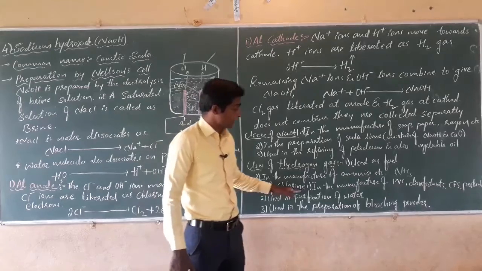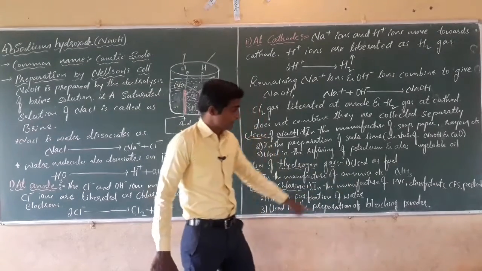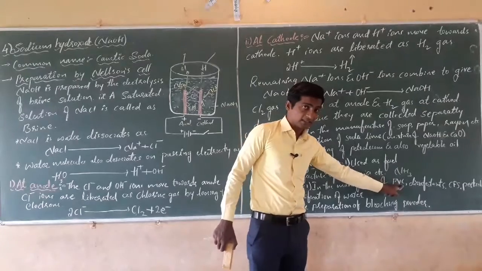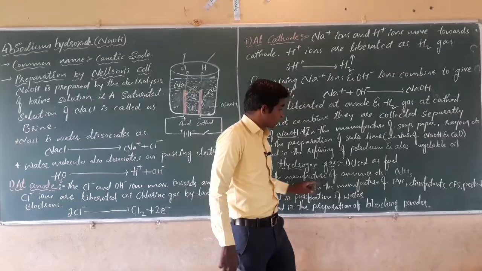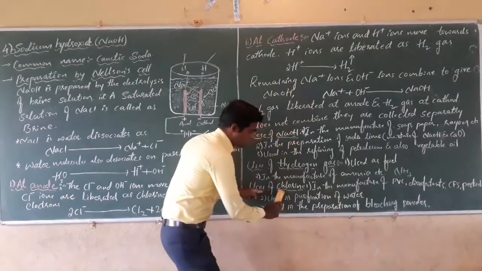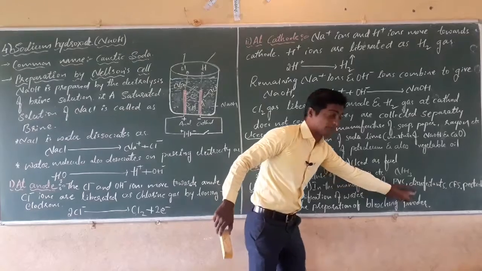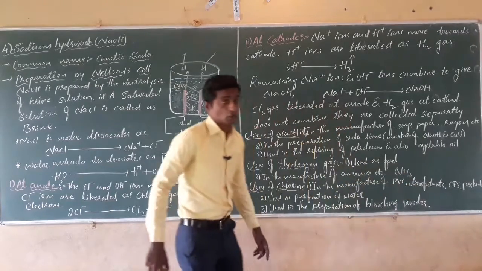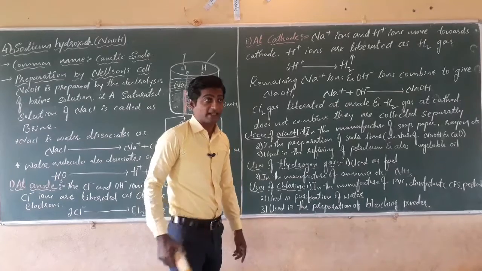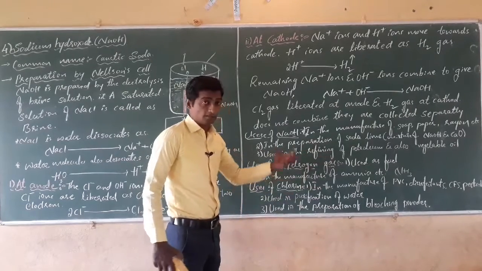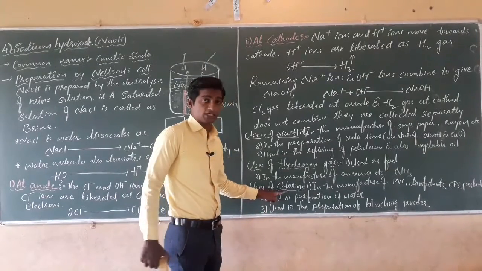Chlorine is used in the manufacture of PVC, polyvinyl chloride. That is a type of plastic that you have studied. Chlorine is used in the manufacture of PVC, disinfectants, and next CFC, chlorofluorocarbon, and pesticides. In the preparation of pesticides, disinfectants, PVC, and CFC, we are using the chlorine gas.